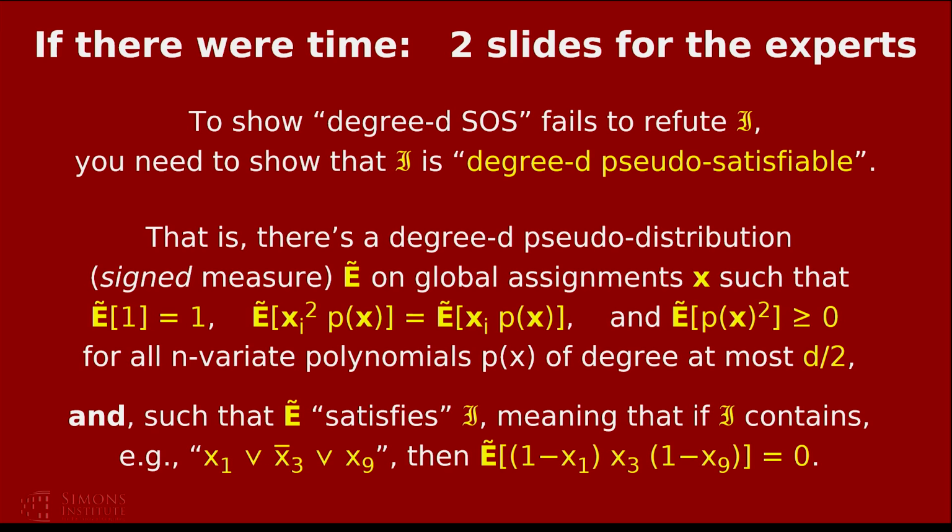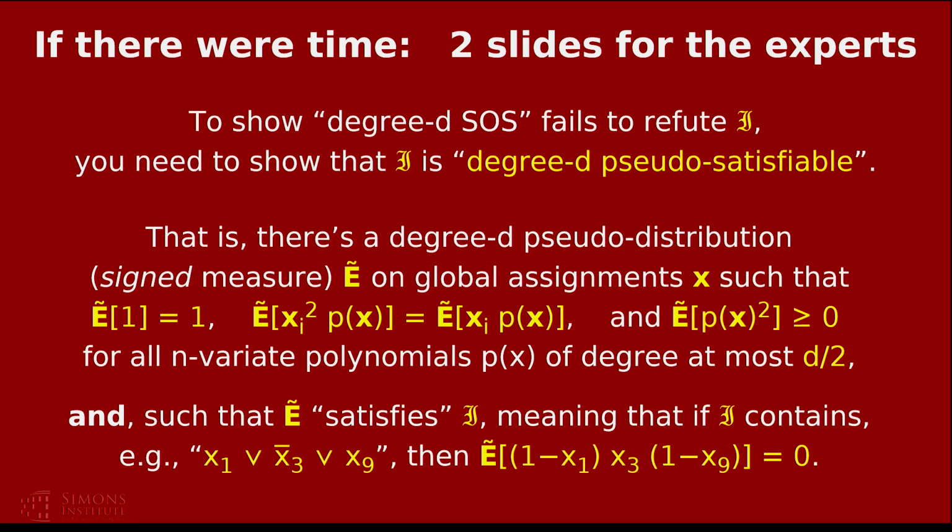It means that there's a degree D pseudo-distribution on global assignments, or you can also think of it as a signed probability measure on global assignments, and the measure is denoted E-twiddle, such that being a degree D pseudo-distribution means you kind of look like an actual, positive probability distribution. So you need 3 properties: that the pseudo-expectation of 1 is 1. And this property encapsulates that this pseudo-distribution kind of looks like it's assigning all the xi's 0 or 1, in the sense that xi squared is the same as xi under this pseudo-distribution.